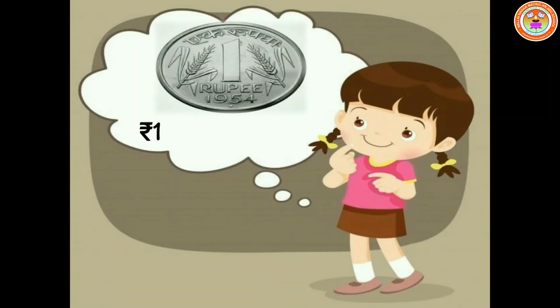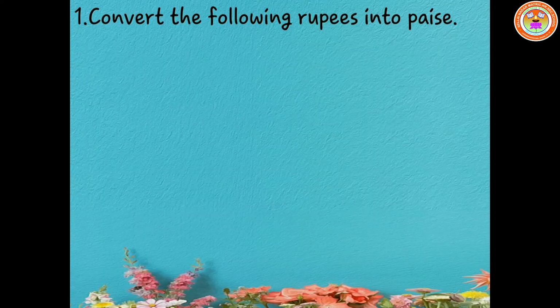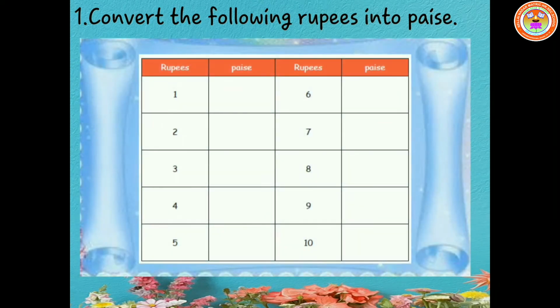Remember children, 1 rupee is equal to 100 paise. By knowing this, we are going to convert the following rupees into paise. 1 rupee is equal to 100 paise. 2 rupees is equal to 200 paise. 3 rupees equal to 300 paise. 4 rupees equal to 400 paise. 5 rupees is equal to 500 paise.